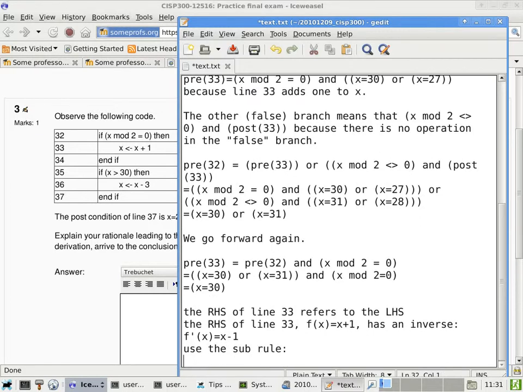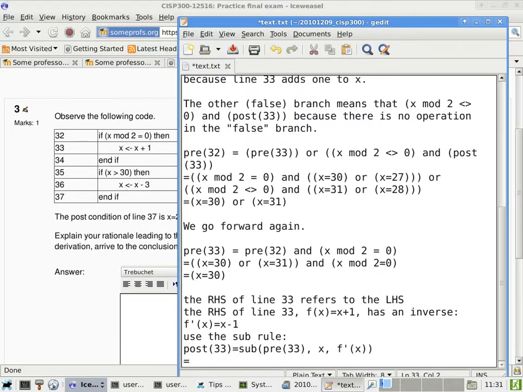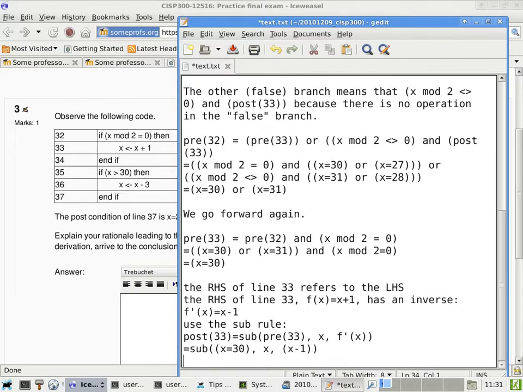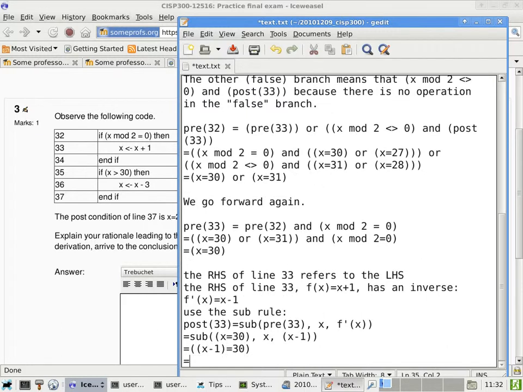When we use the substitution rule, the postcondition depends on the precondition, and we have to apply the substitution here. We replace the name of the variable with the inverse function applied to the variable. Okay, do we still kind of vaguely remember this stuff? Okay. So now at this point, you're just expanding everything. You expand pre-32 to be exactly x equals 30. And you expand f prime of x to be exactly x minus 1. So after the substitution, you will have x minus 1 equals 30. And if you apply algebra just one step, you get x equals 31 back. Are we okay so far? Okay.